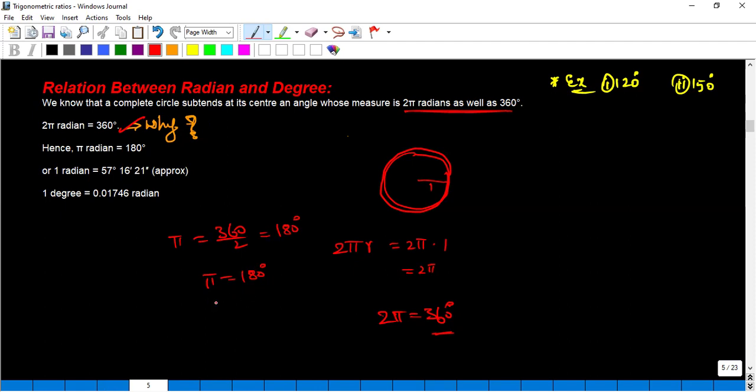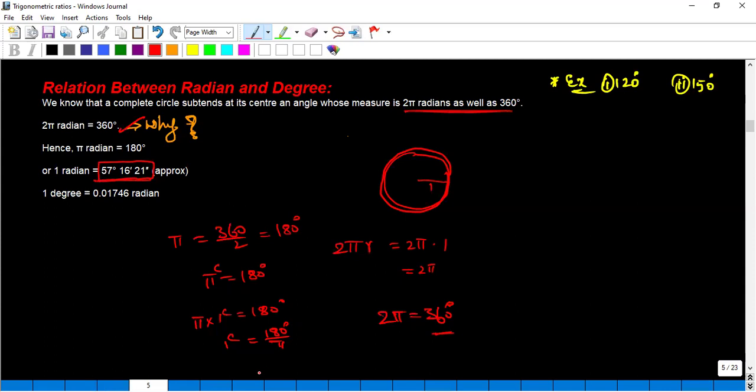Then what is 1 radian? This pi radian you will write as pi into 1 radian, which is 180 degrees. So 1 radian will be nothing but 180 degrees divided by pi. Pi is the same thing again, 22 by 7. If you divide further, you will get 1 radian as 57 degrees, 16 minutes, 21 seconds approximately.